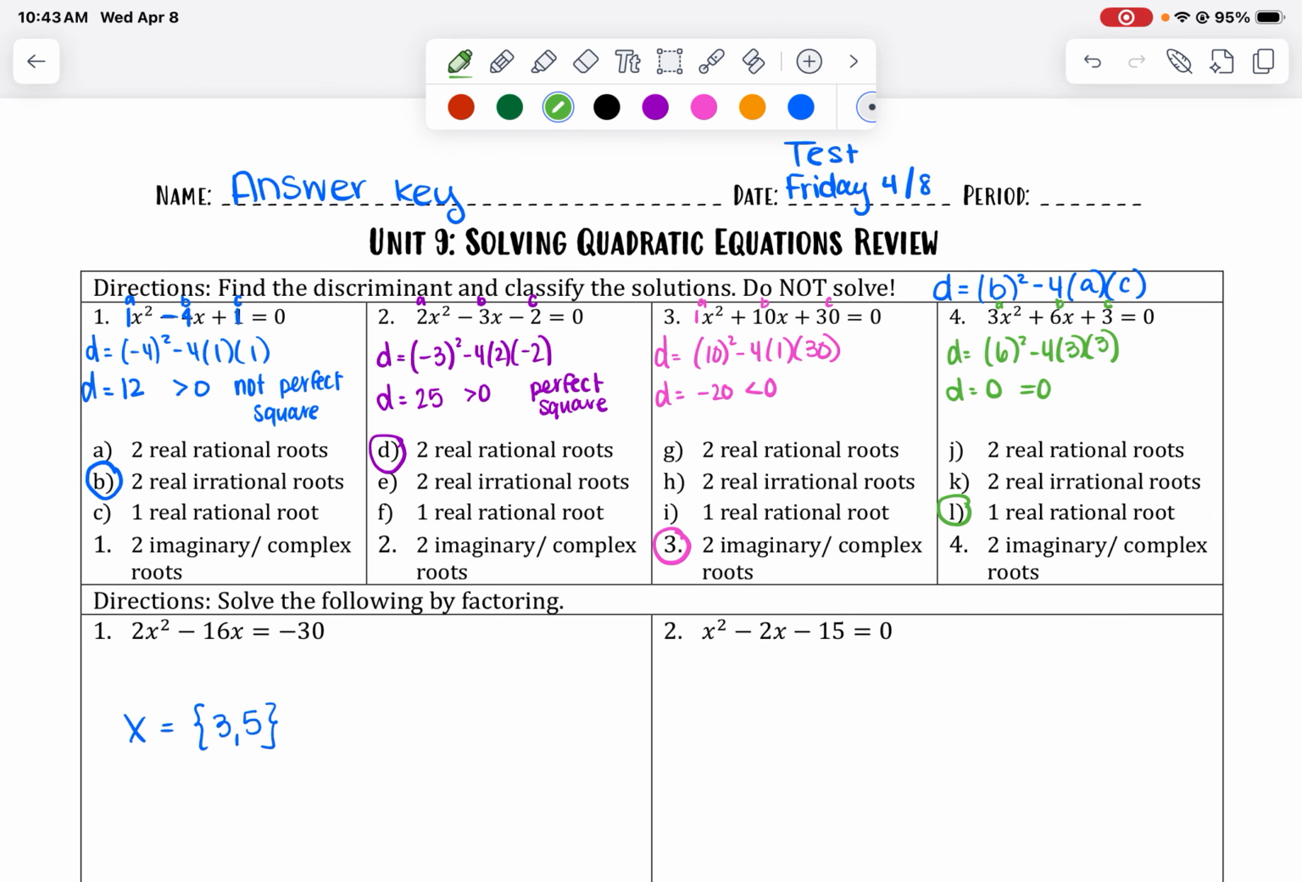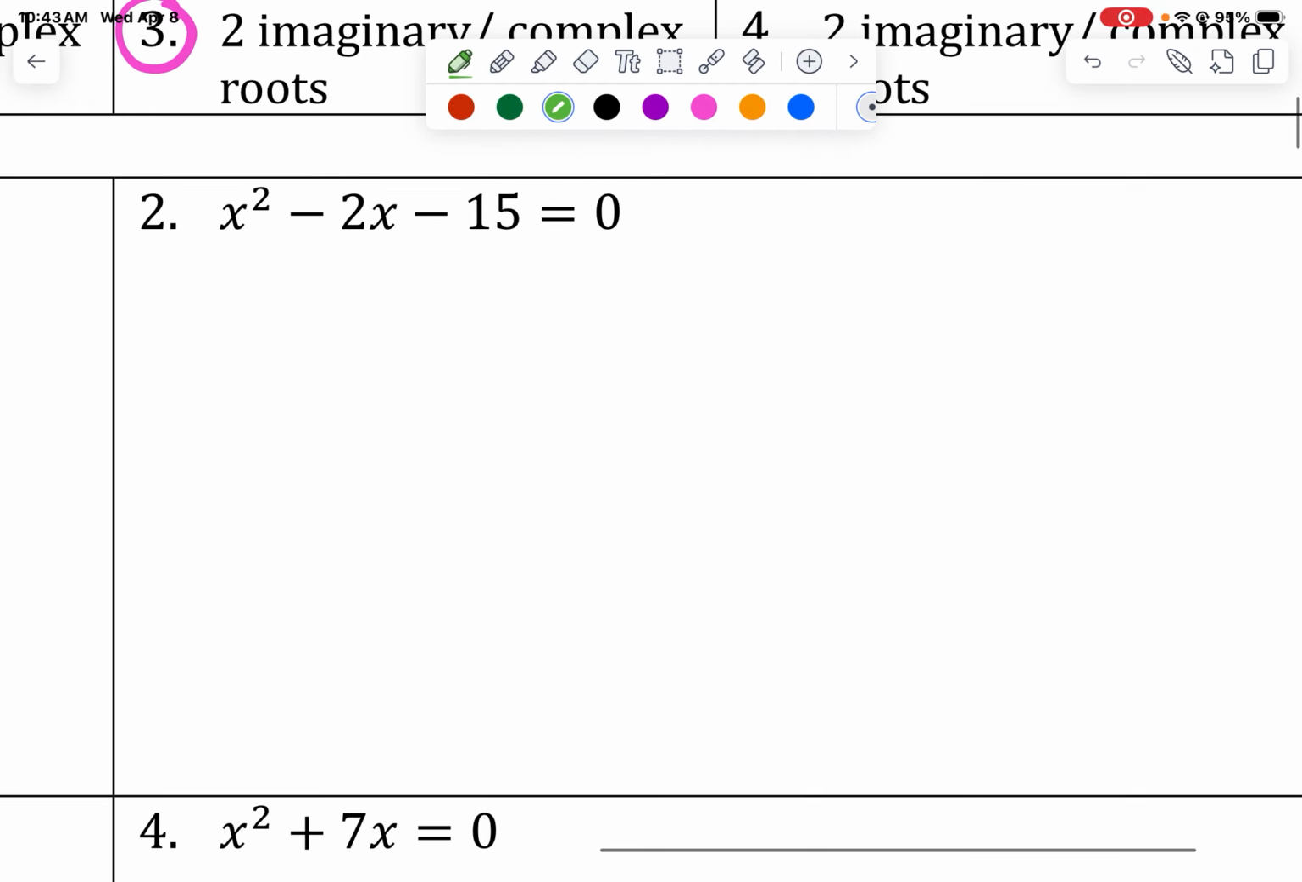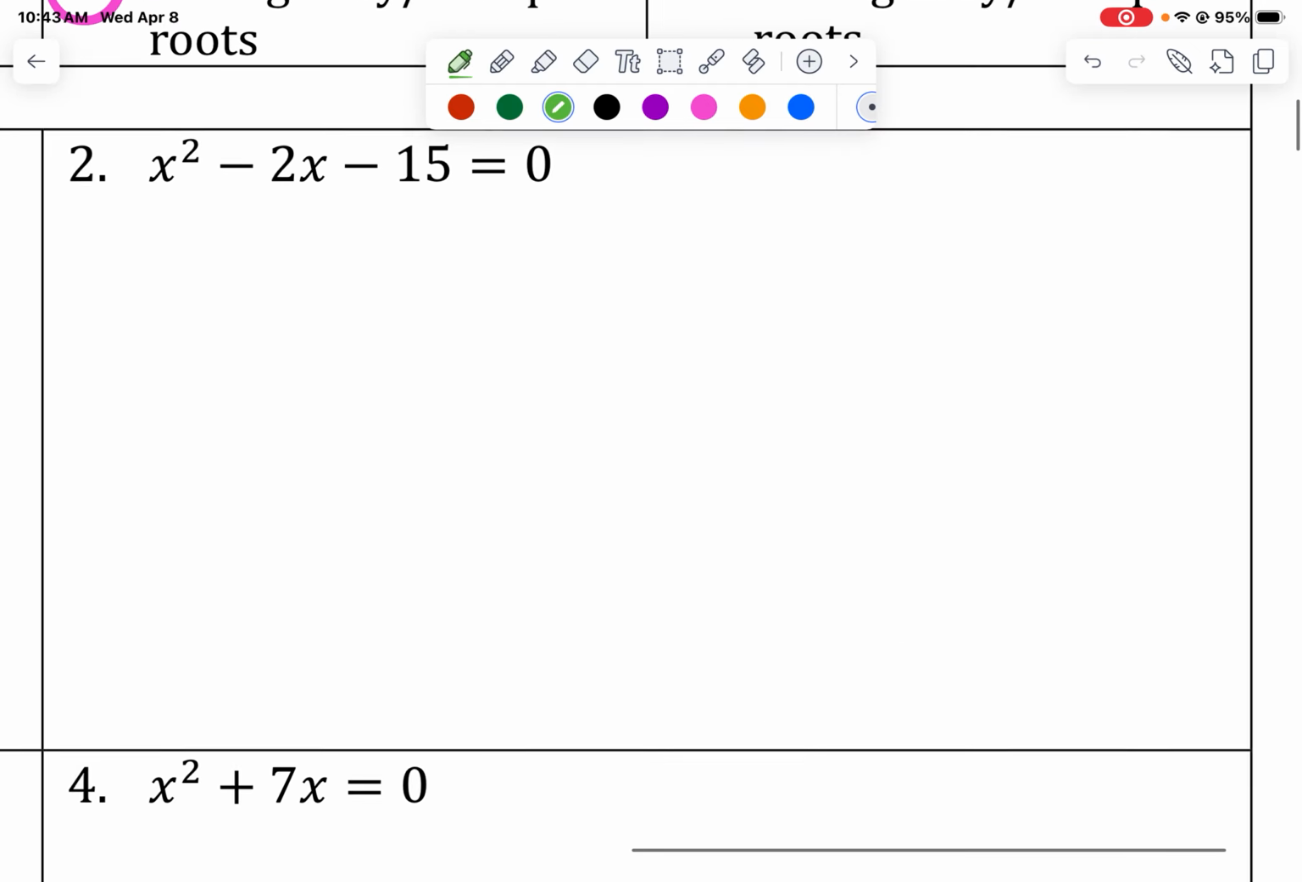Now we're going to complete the square. So I'm going to take my b term, divide it by 2, square it. 6 divided by 2 is 3. 3 squared is 9. So I'm going to add 9 to both sides. So this gets factored to x plus 3 squared is equal to 6 plus 9, which is 15. So take the square root of both sides.